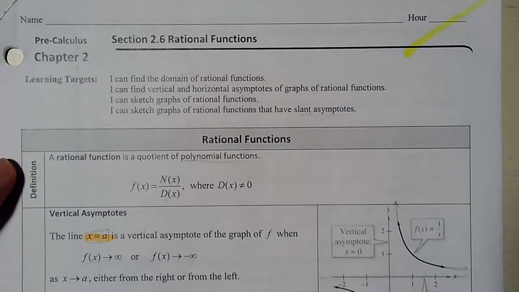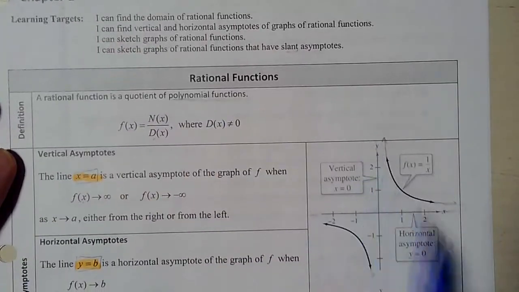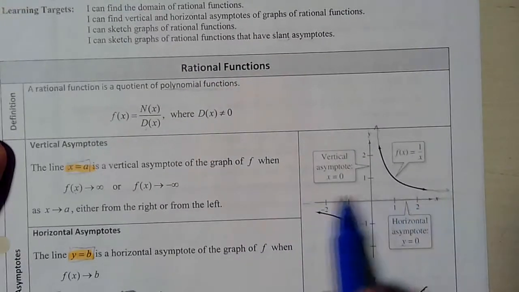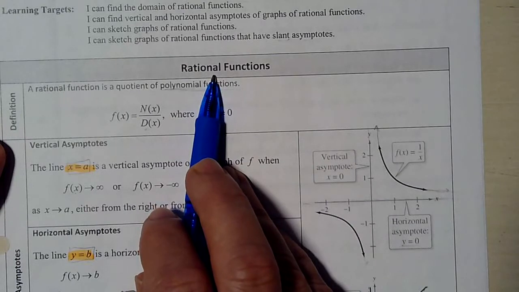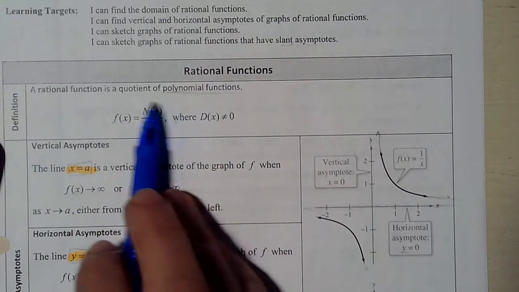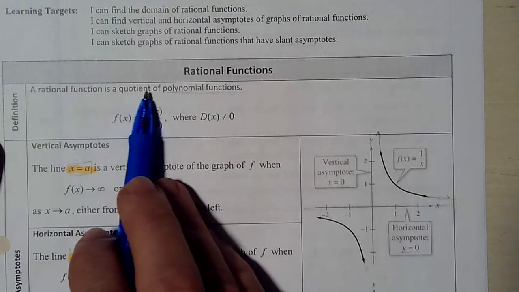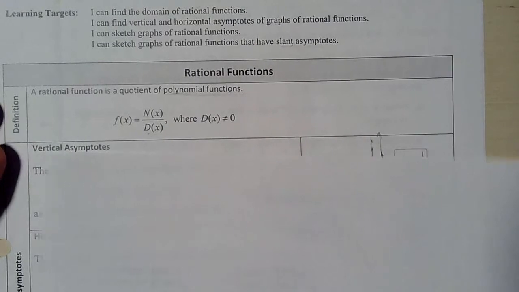And as you can see, rational functions lend themselves to vertical asymptotes and horizontal asymptotes. This graph has both, and that's a graph of a rational function. Okay, what is a rational function? Here's the definition. It's actually a quotient or fraction of two polynomials. We just dealt with polynomials for like 4 or 5 sections.